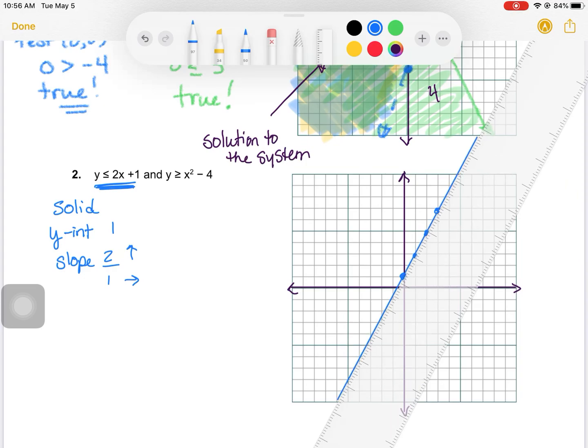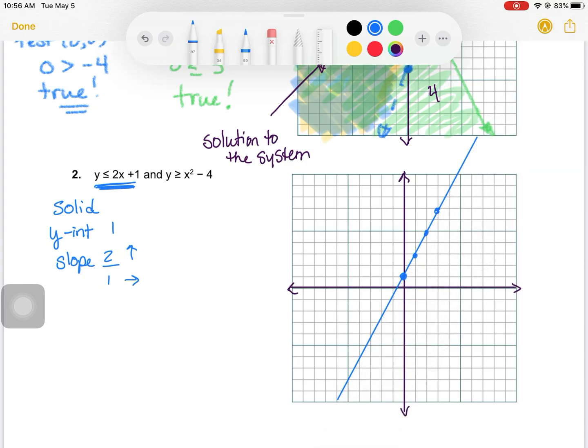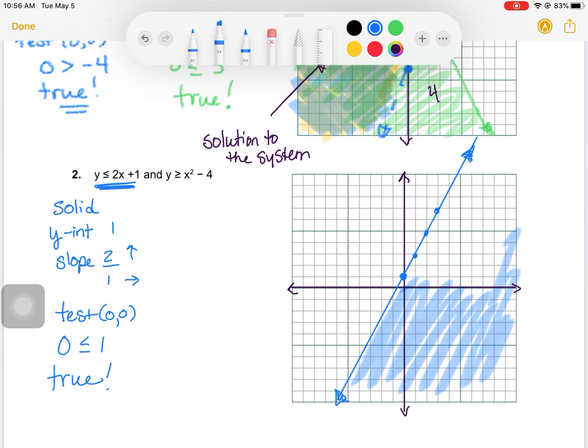Again, 0, 0 is not part of my line. I went kind of far on that. That's all right. So if 0, 0 is not on the boundary, 0, 0 is absolutely the best point to test because it is just so easy. 0 is less than 1, so my shading will need to be where 0, 0 is, not the opposite side. So I'm going to lightly shade this region here.